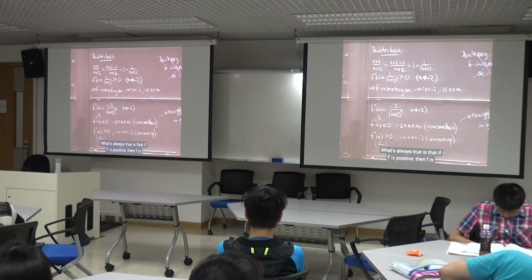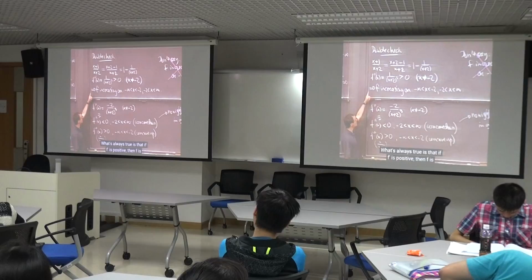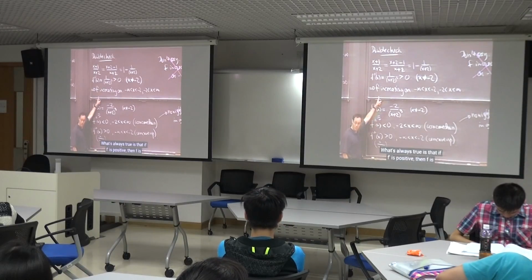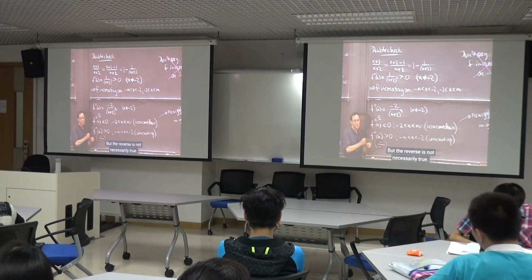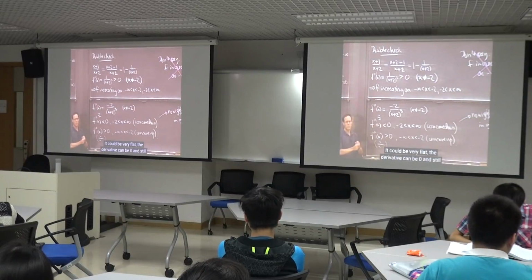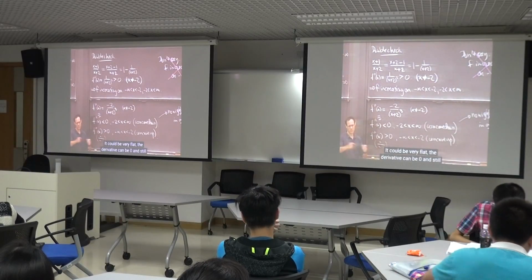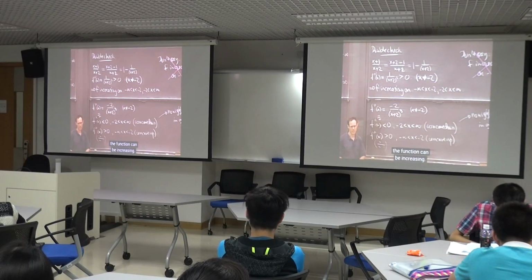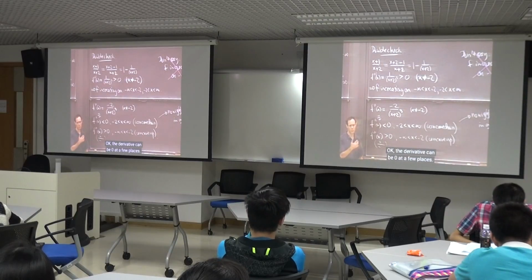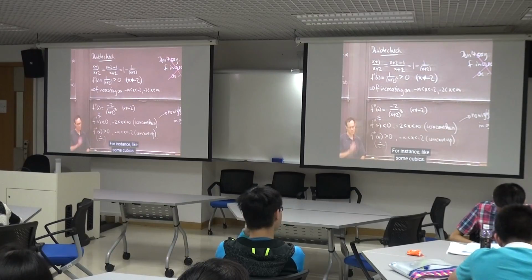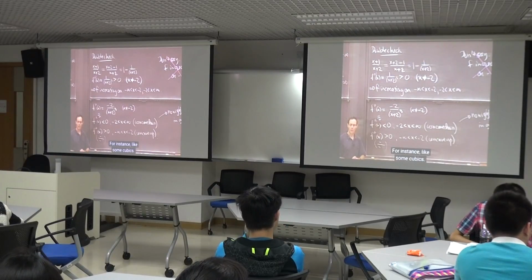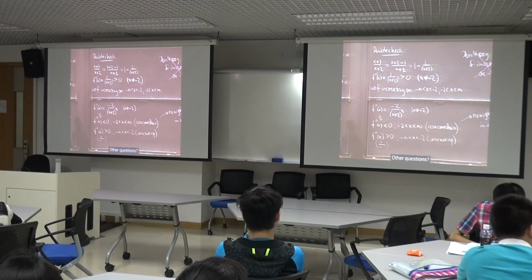What's always true is that if f prime is positive, then f is increasing. But the reverse is not necessarily true. It could be very flat, the derivative can be 0, and still the function can be increasing. The derivative can be 0 in a few places, for instance, like here. Some cases. All right, other questions?